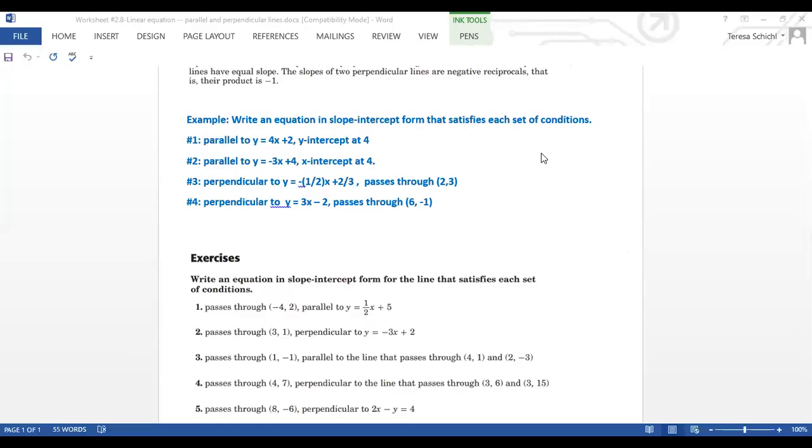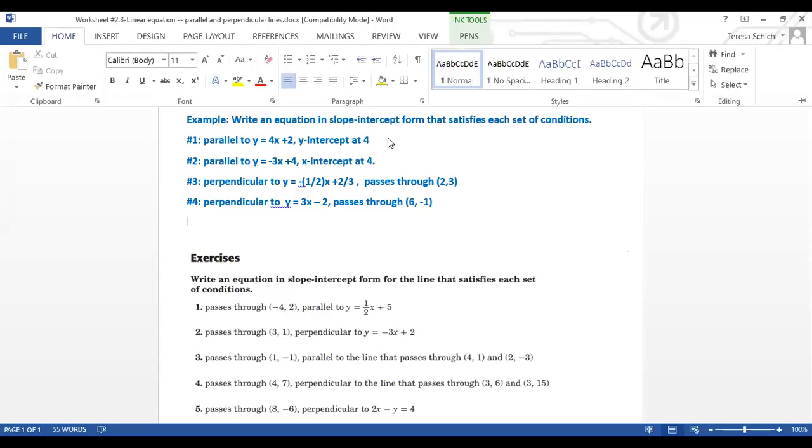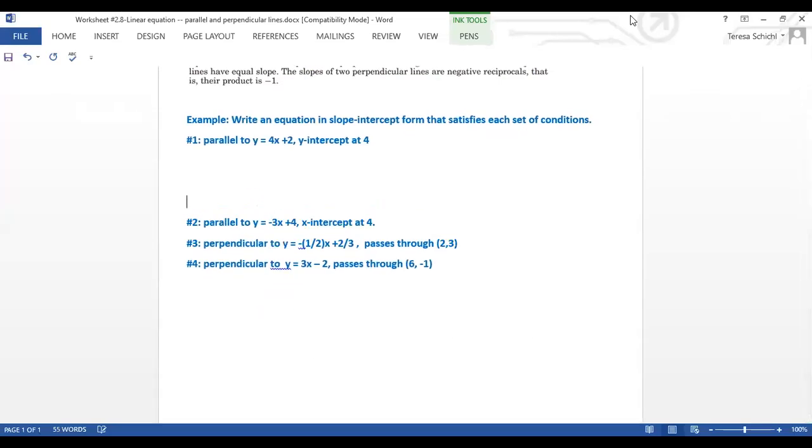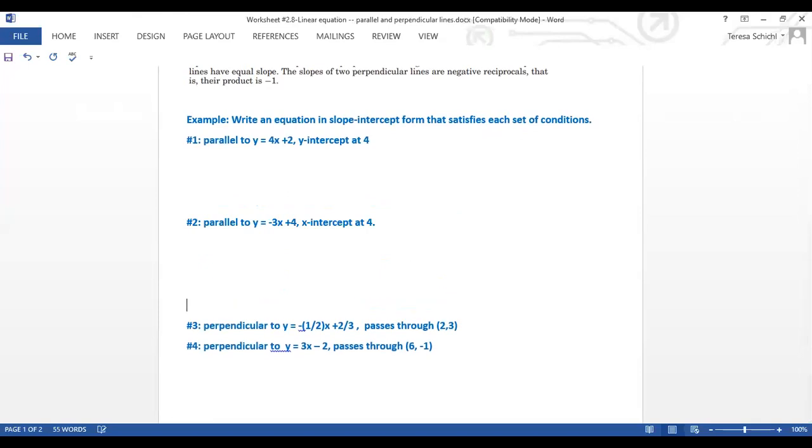This is a worksheet. I have 4 problems I can do. I'm going to show you how to do it, and then you can do the remaining. So remember the steps, right? Let's take a look at the first one here. Let me give each one some space so we can work on it. Find the equation, in slope-intercept form, that satisfies each of the conditions. So what do we find here?